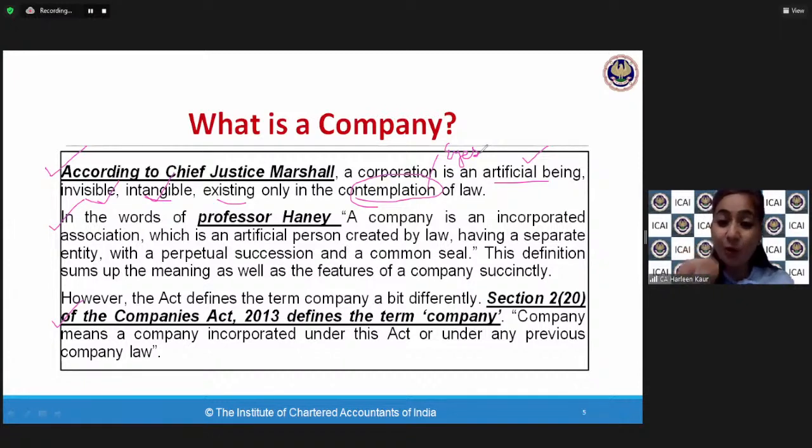So let's go word by word once again. A corporation means a company. Company is what it is calling a corporation. So company is the short form, CO we use. So it says a company is an artificial being, means an artificial person, which is invisible, not visible, intangible, you cannot touch it, but it exists only in the eyes of law.